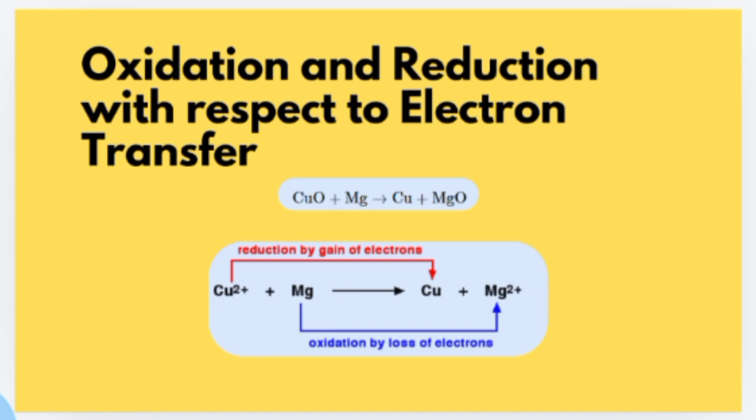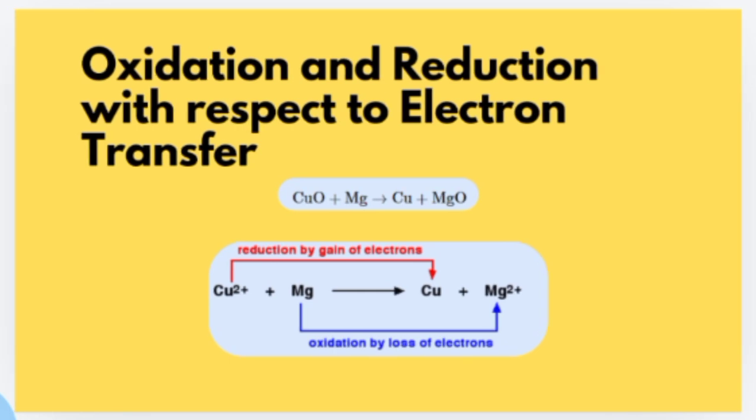In the equation you can see there is a reaction between copper oxide and magnesium. Here you can see that the copper has lost 2 electrons and magnesium is in its free state. But after the reaction, copper has gained its 2 electrons and it has come to its free state, whereas magnesium has lost 2 electrons and has been converted into magnesium oxide. So reduction is the gain of electrons, whereas oxidation is the loss of electrons.